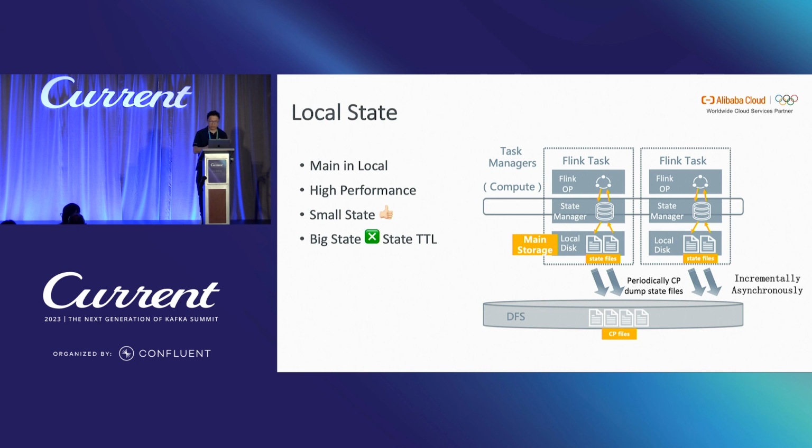Flink's local state has high performance. If it's not a large amount of data, it has very high performance, because nothing can outperform a local RocksDB. I think RocksDB is very successful and it has very high performance KV lookup.